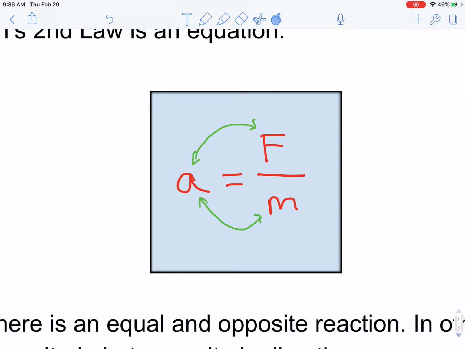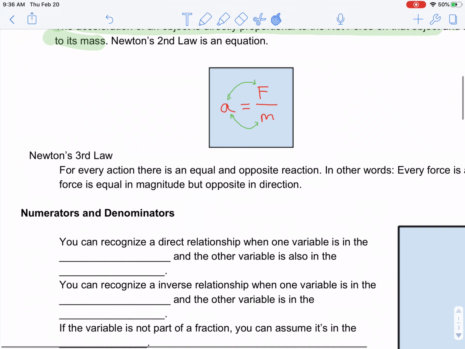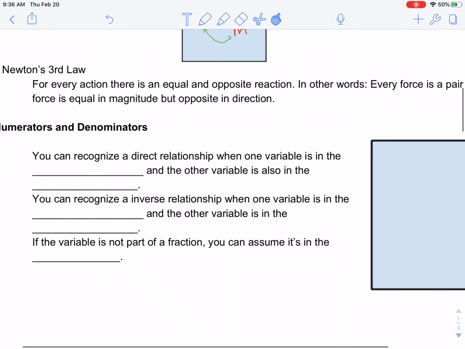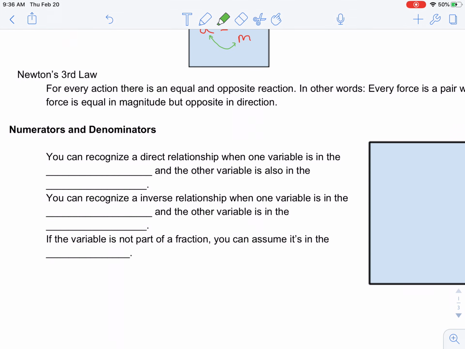Once we can do that, then you can start to do a lot of cool stuff. You can predict the acceleration of objects. You can predict the force that you'll need to move an object with a specific mass. This is how we get to Mars, people. Get excited. Okay, Newton's third law. You guys know this one. That's not what we're learning in this objective, but let's just remember it from middle school.